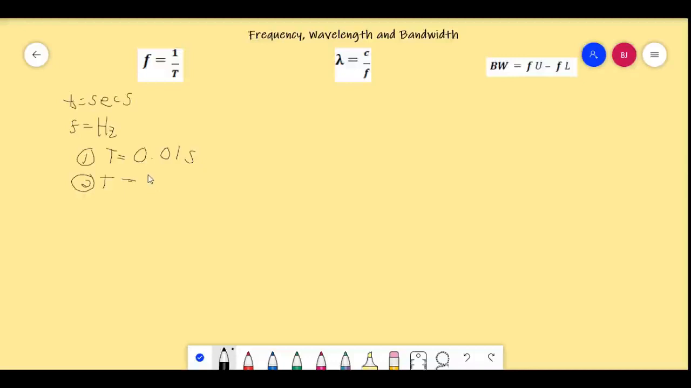Then let's have 30 milliseconds. Period in 100 microseconds. And a period in, let's have something very small, let's say 50 nanoseconds. Okay? So how do we determine the period for this or the frequency for this?